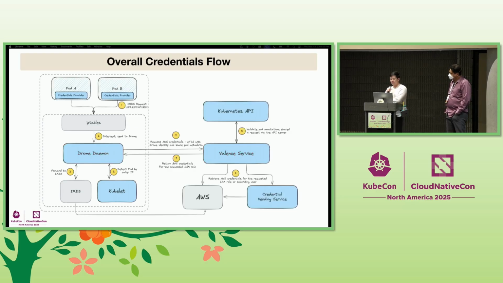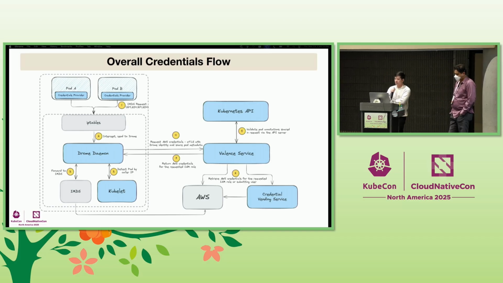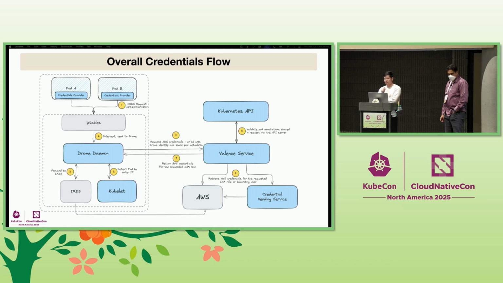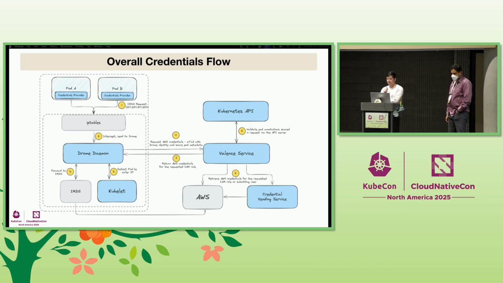Great, so now that we've covered all the components, let's go through the entire fine-grained access control request flow. To recap, first, the client using a standard AWS library makes a request for credentials to the IMDS. This request is rerouted to Drome via IP tables. Drome will then query the kubelet to confirm the request is coming from a Kubernetes pod and fetch the corresponding pod metadata. If the cache has matched metadata, it'll return the cached credentials back to the client. Otherwise, Drome makes an mTLS request to Valance with the associated pod metadata.